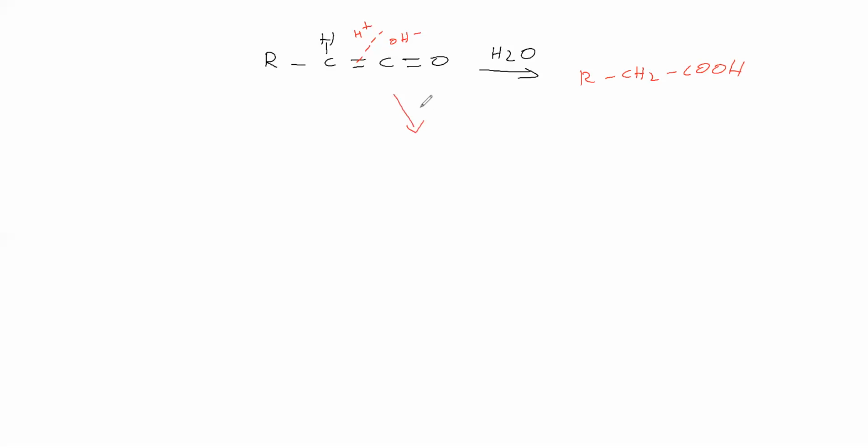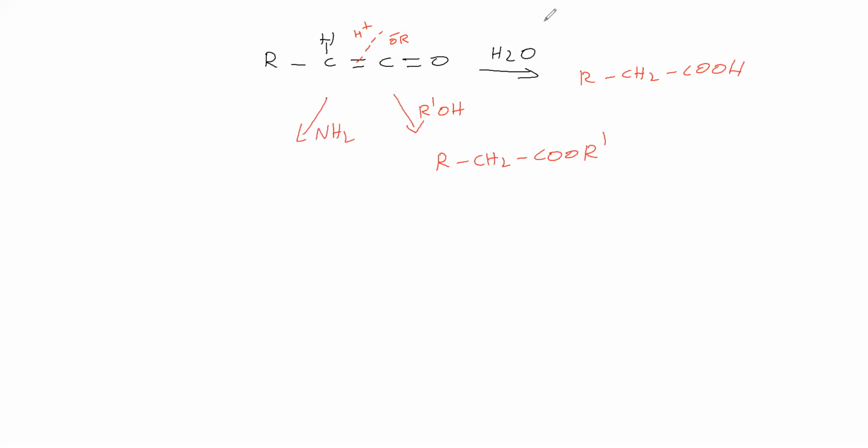Next, treating with alcohol. Now what will happen? Alcohol means H plus this side, RO minus this side. So the product is RCH2COOR dash, an ester. Next, we will treat this with ammonia.